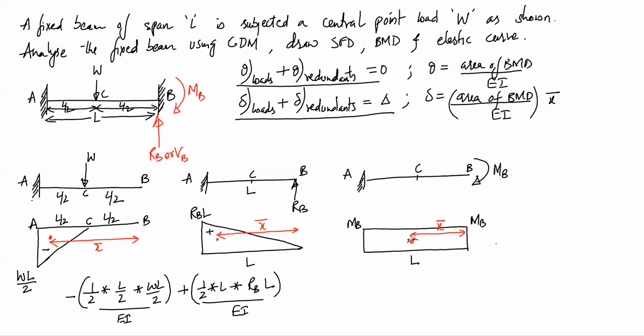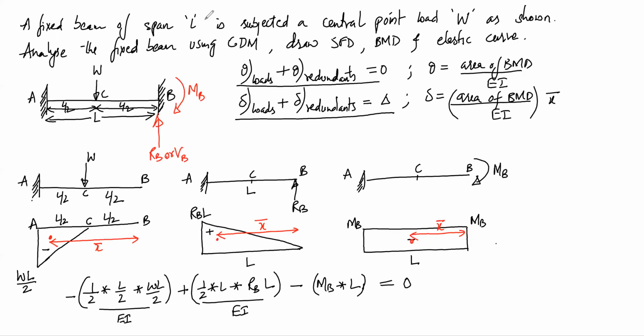And here it is hogging BMD, so it is minus area of BMD, which will be L into MB, so that is minus MB into L, and this is equated to 0. If I simplify this equation, I will get RB into L square by 2 minus MB into L is equal to WL square by 8.